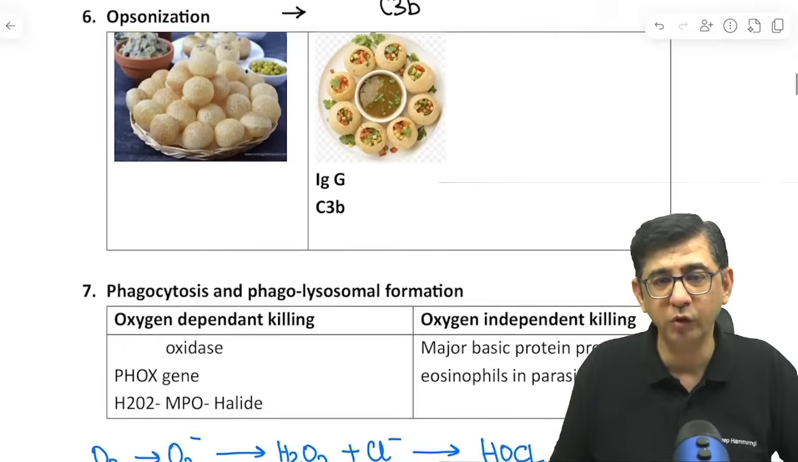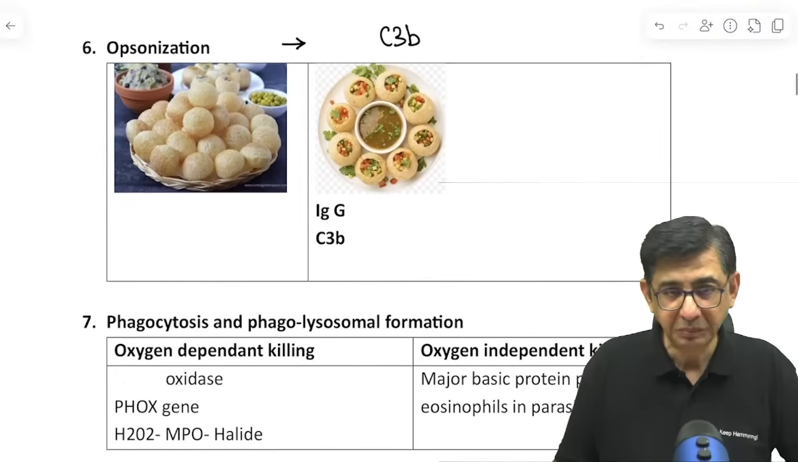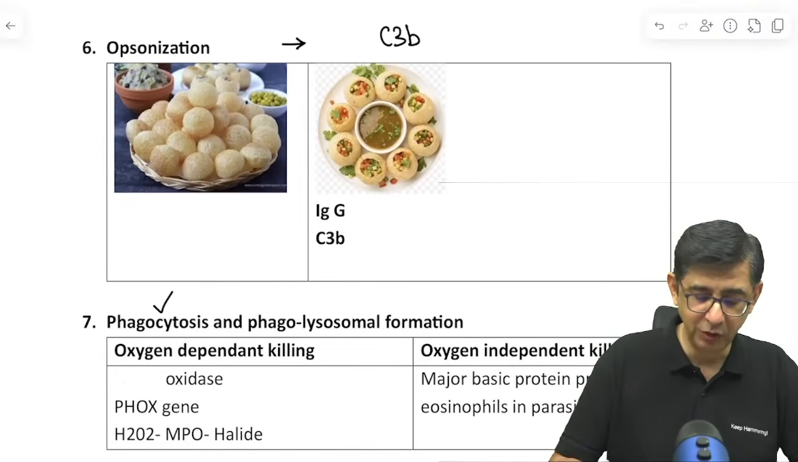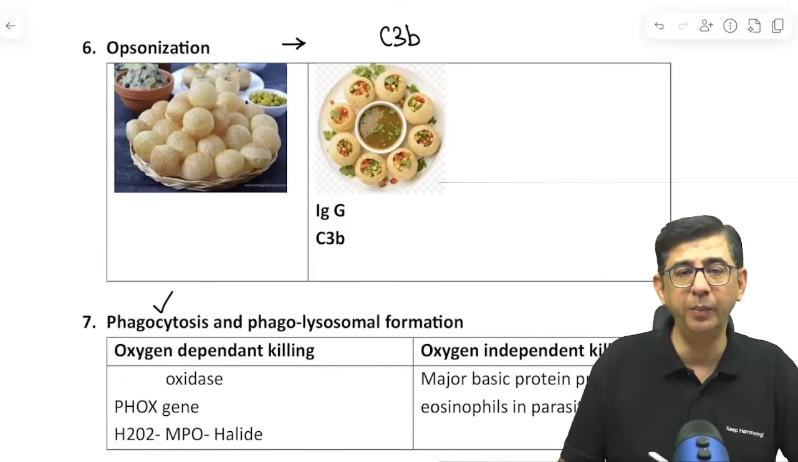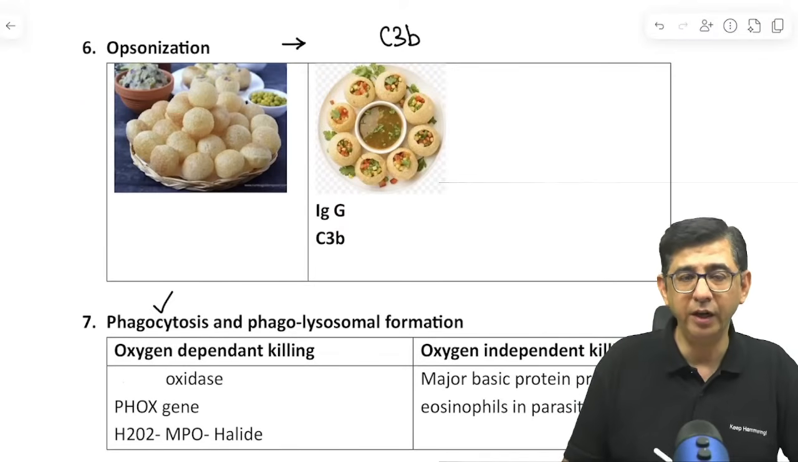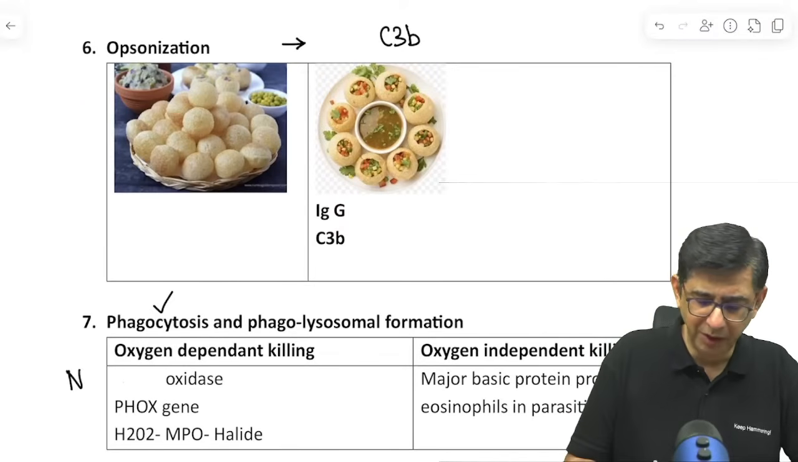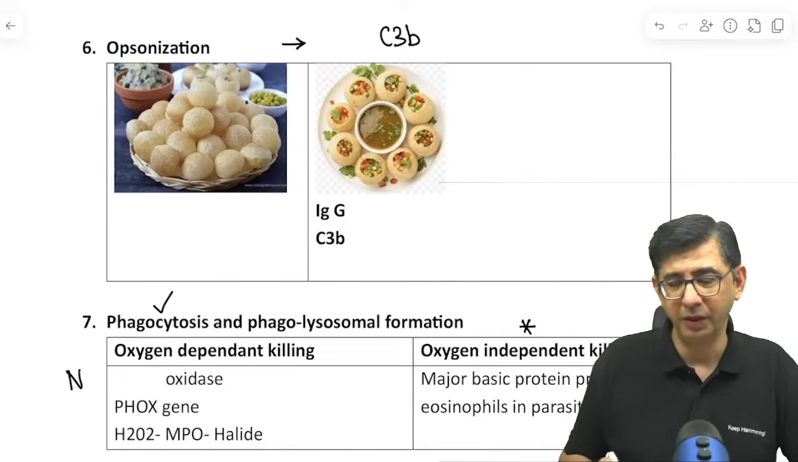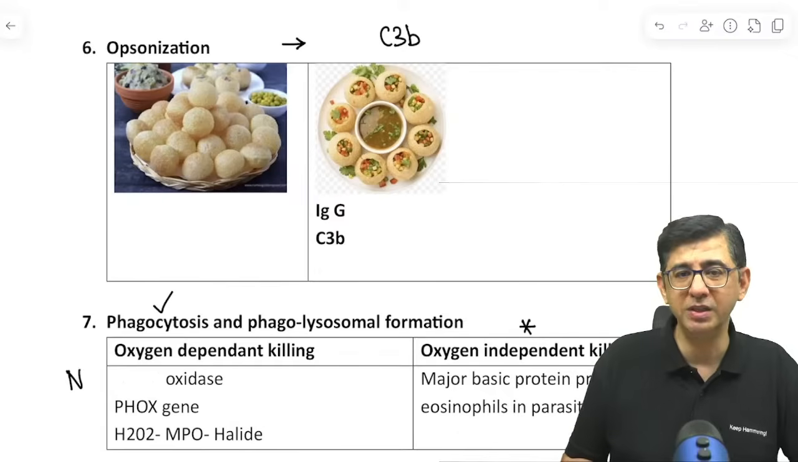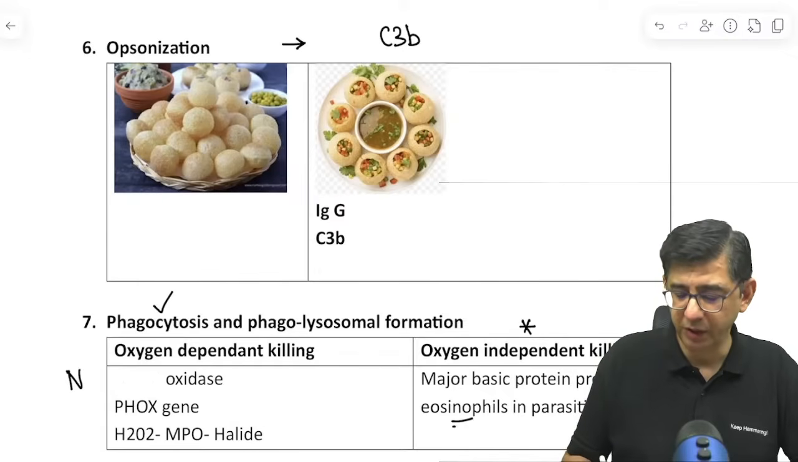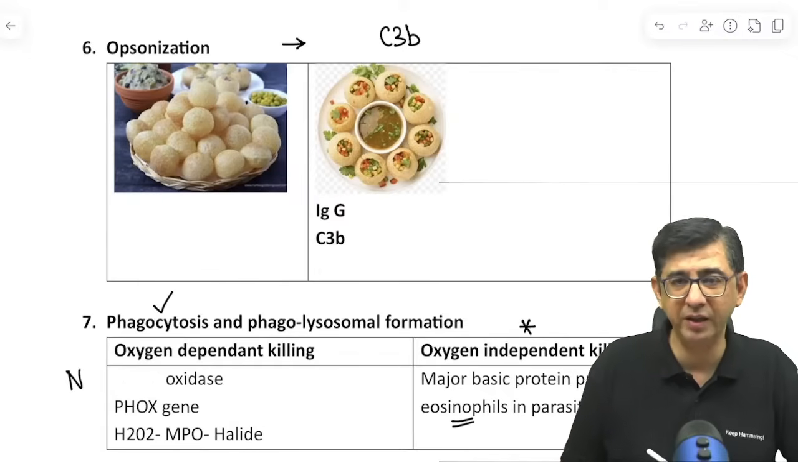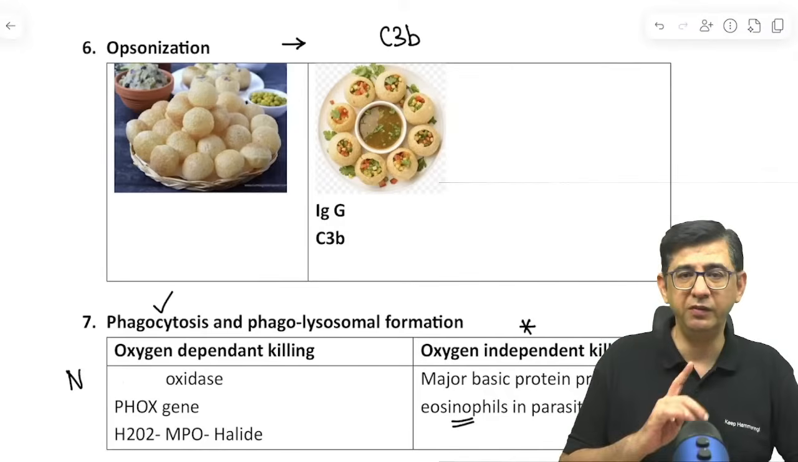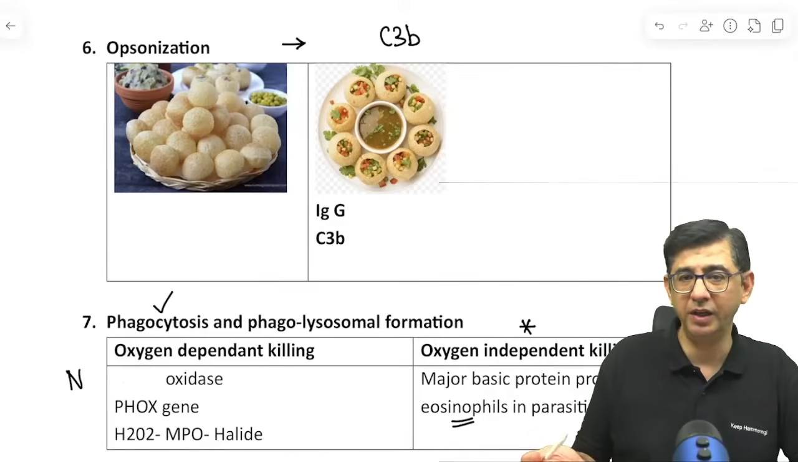Now we are going to focus on two core aspects for phagocytosis, that is oxygen dependent killing and oxygen independent killing. And for oxygen independent killing, what you need to remember is that independent पे issue नहीं होता. It is used to kill the parasites. It is used to basically destroy the parasites. Eosinophils are the cells which will be fighting against the parasites. Eosinophils, when we read, is in allergy, and second is for killing the parasites.